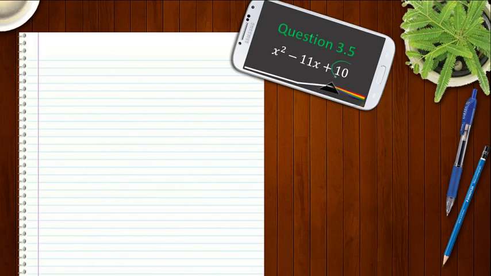Okay, we have 10 as our constant. So we have 1 times 10 and we have 2 times 5. And I need to get negative 11. So 1 and 10 can either give me 9 or 11. So this is the ones we're going to go with. And to get negative 11, I must say I subtract 1 and I subtract another 10. And this will then give me minus 11. So therefore I have x minus 1 and x minus 10.